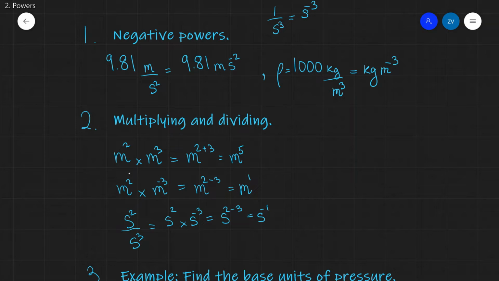We tend to use those quite a lot. Meters squared times meters cubed. Well, all we need to do really is add the powers. So this will be equal to m raised to a power of 2 plus 3. So it's going to give us m raised to the power of 5. If one of those powers is negative, that's not a problem, we just subtract them. So m to the power of 2 times m to the power of -3, this will be equal to m to the power of 2 minus 3, which is equal to m to the power of -1.